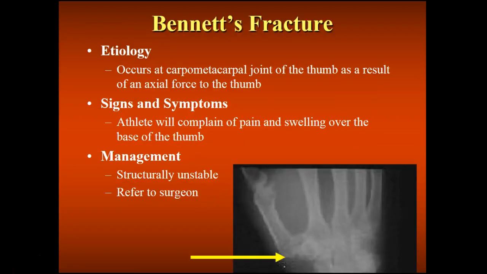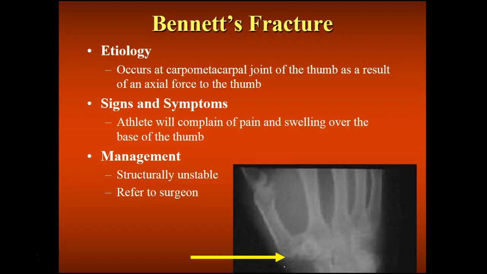And Bennett's fracture is a specific injury that occurs to the actual thumb. More specifically, it occurs to the carpal metacarpal joint of the thumb. And so we think, okay, metacarpal, I get, right? Metacarpal portion of the thumb. And then the carpal bone is actually the trapezium. And so you have the articulation of the trapezium bone and the metacarpal bone of the first ray.